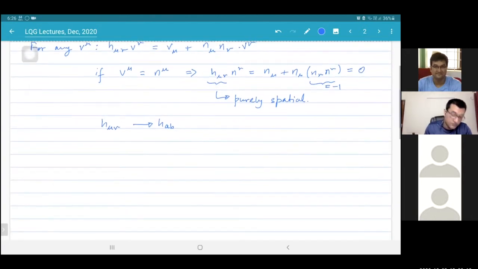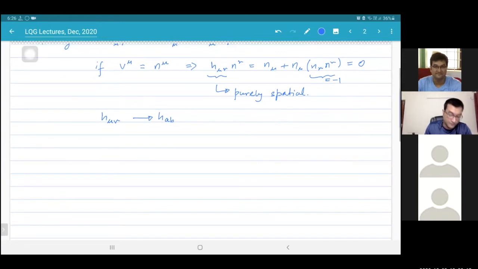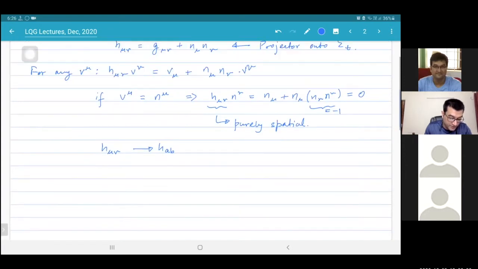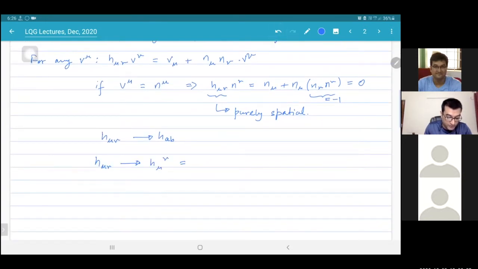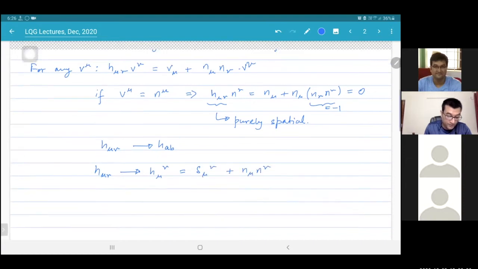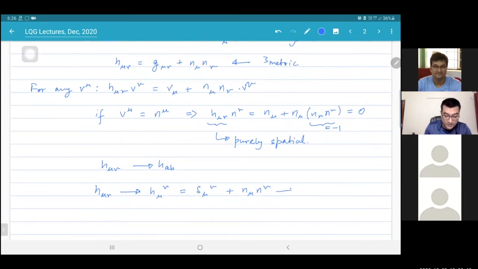Okay. Now, what does this object do? With h mu nu, we can raise the index of h mu nu. We raise one index. So what do we get? We get delta mu nu plus n mu n nu. Okay. So sorry, this is not the projector. The projector is what I've just defined. This is the three metric. This is the projector onto sigma.